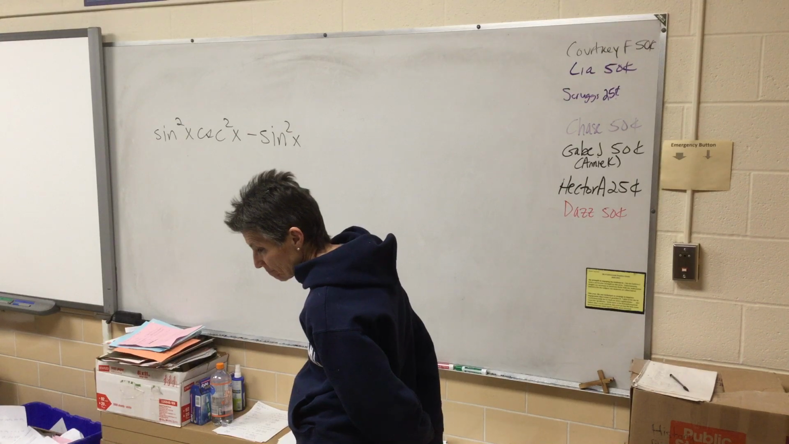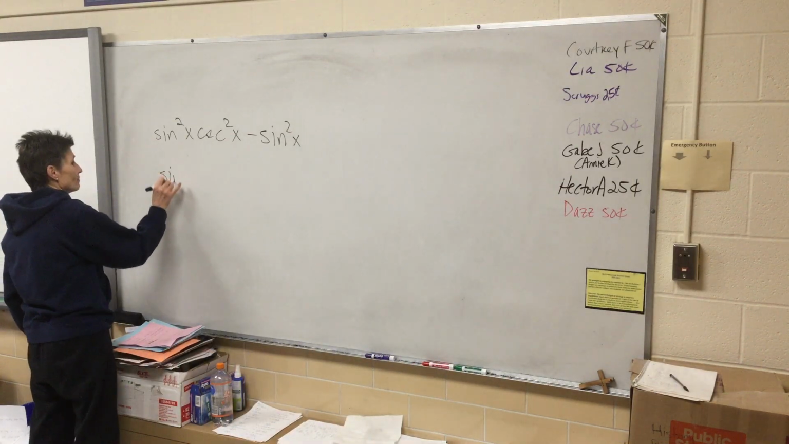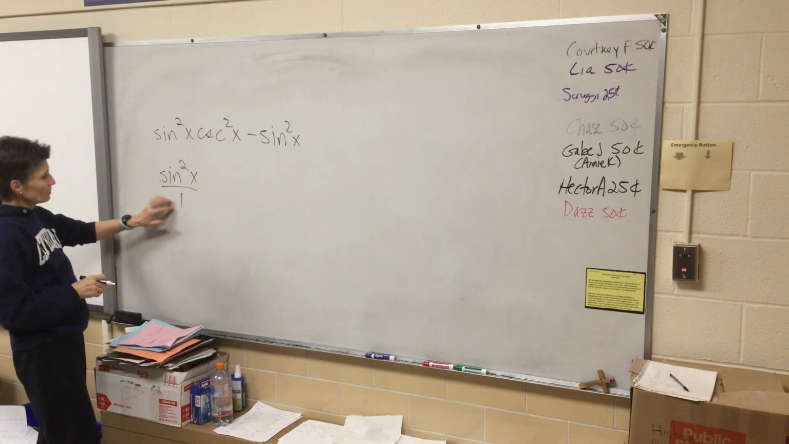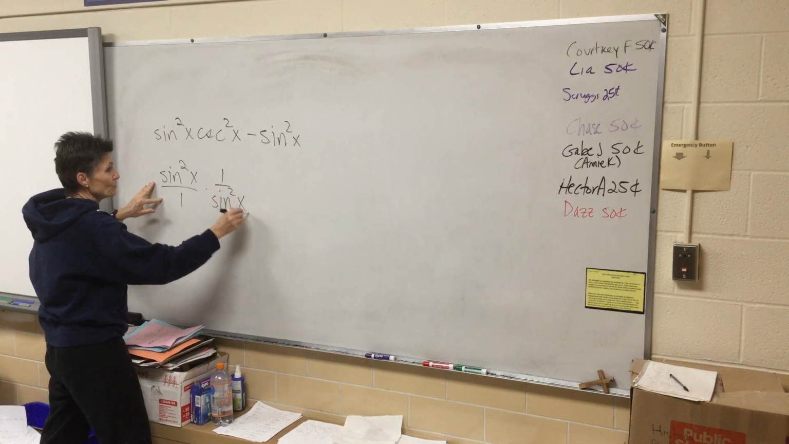Change that cosecant into 1 over sine squared x. Perfect. And then you'll have to put the sine of the log. It makes it easier to multiply if I have them both lined up as fractions. I hope that doesn't confuse anybody.